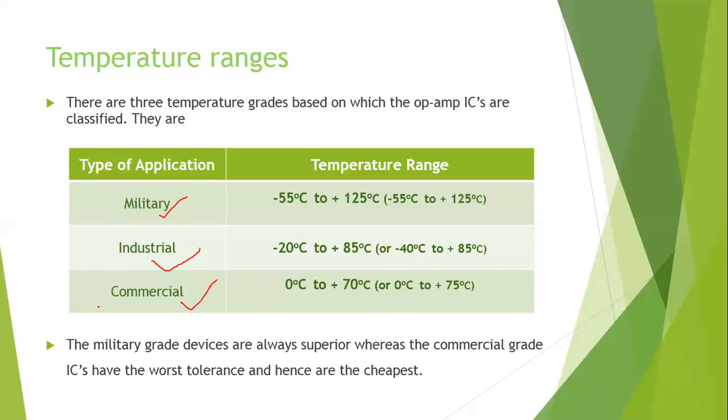Among these three applications, military grade devices are always superior, so military applications are mostly considered. Commercial types are the cheapest and have less tolerance. If the device is lost, we have to replace the complete component. This is the worst tolerance, but hence it is the cheapest, and it can be used for commercial applications. So this is about the temperature ranges of ICs used for different applications.